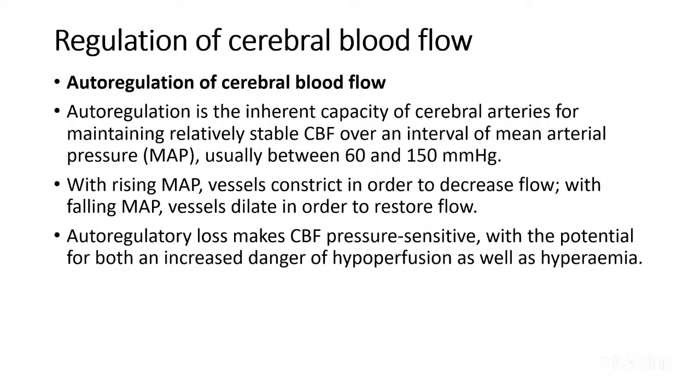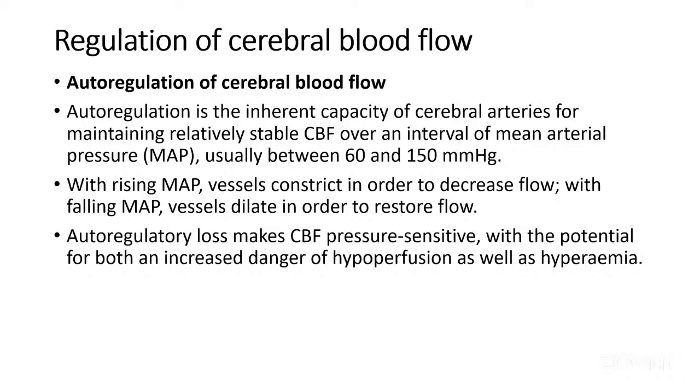Now, regulation of cerebral blood flow. Auto-regulation of the cerebral blood flow. So we know the brain is one of the major organs of the human body. Even if there is a fluctuation of blood pressure inside the body, like the heart, the brain also has auto-regulation facilities. It is the inherent capacity of cerebral arteries to maintain relatively stable cerebral blood flow over a range of mean arterial pressure around 60 to 150 millimeter of mercury.